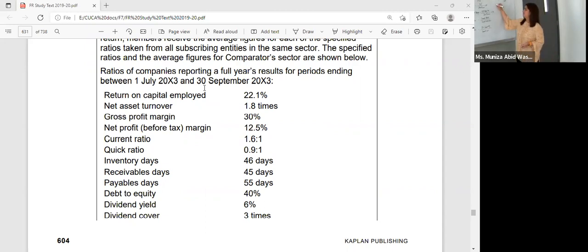Then we have payable days. Payable days is, yes students, payables divided by purchases. You can take cost of sales over here as purchases, multiplied by 365. If credit purchases are not being given, you can take total amount of purchases. If total amount of purchases is also not given, you can take cost of sales.